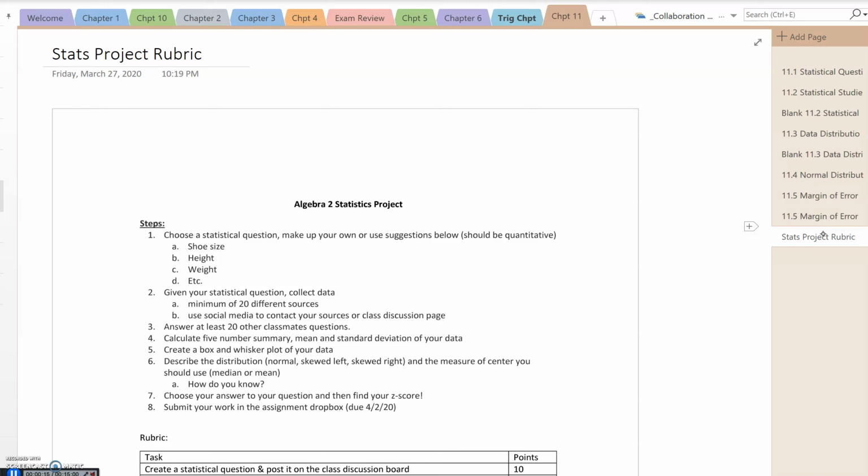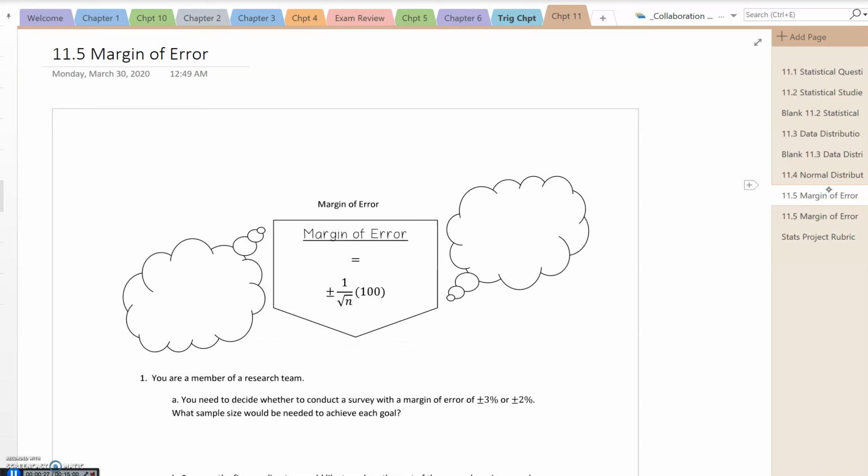Just a reminder before I jump into today's notes, you still have the outstanding stats project that you should hopefully be working on. I've received a ton of emails from you guys asking questions about it or submitting your discussion post documentation. So please make sure you are actively working on that stats project. Other than that, I'm going to get started with our notes for today.